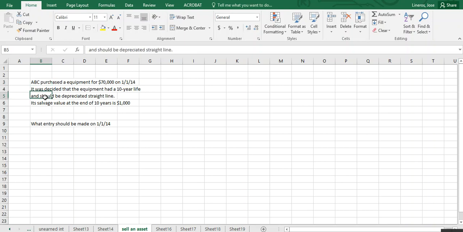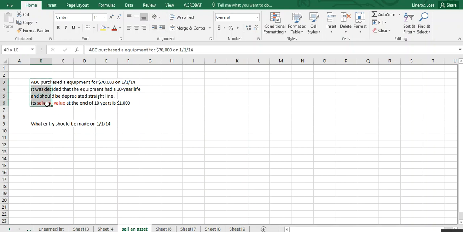The decision is made that we're going to depreciate it straight line, which that's good news for accounting students, and that its salvage value at the end of 10 years is $1,000. Remember that we take into account salvage value in all the depreciation methods. The only kind of twist is that on the double declining balance, the only time we really factor in salvage value is the very last year that we take depreciation. But all the others, including straight line, you have to factor in salvage value.